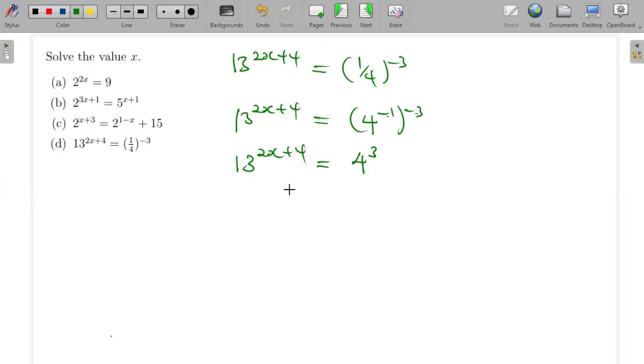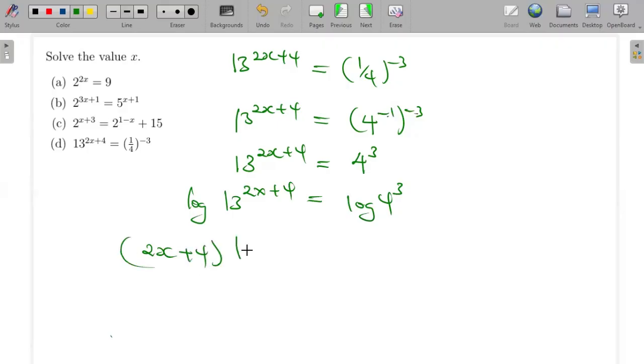Now, what do we do next? We're going to take the log of both sides. This 4 to the power 3 just gives you 64, so you can take it like that or just the way it is. So I'll say log of 13 to the power 2x plus 4 is equal to log of 4 to the power 3. So the power drops to the front: 2x plus 4 times log 13, and then 3 times log 4.